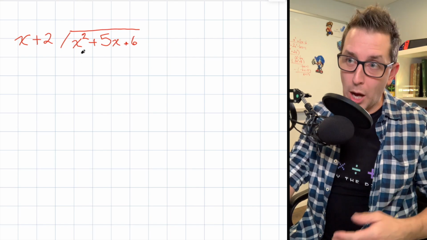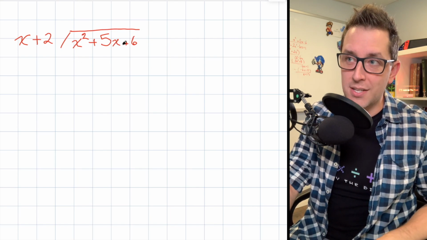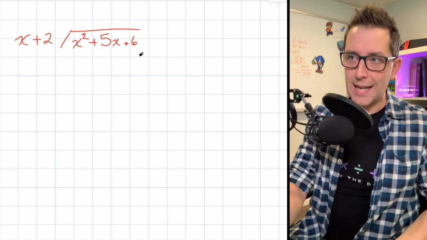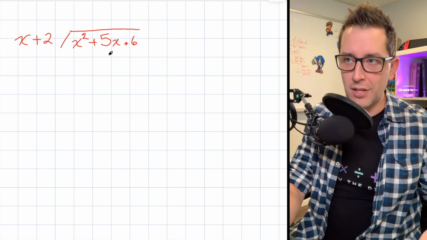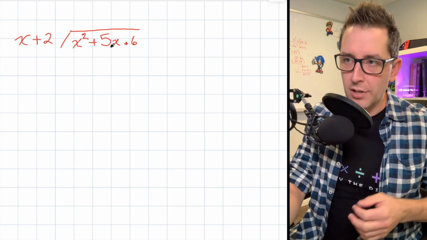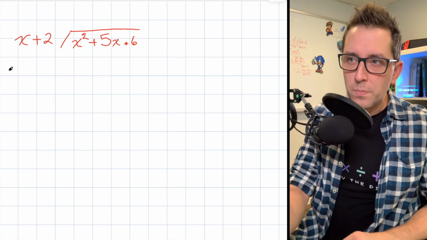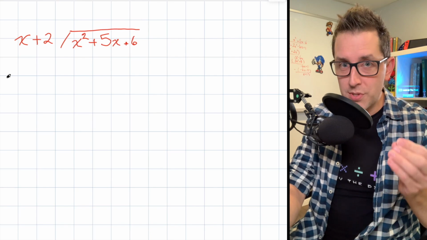All right, so in this problem, we're dividing x squared plus 5x plus 6 by x plus 2. Now, polynomial long division is really the exact same thing as the long division that you learned way back in grade 5, but we're working with polynomials. We've got variables and we've got numerical terms. So it's going to be a little bit more complicated, but the process is going to be the same.